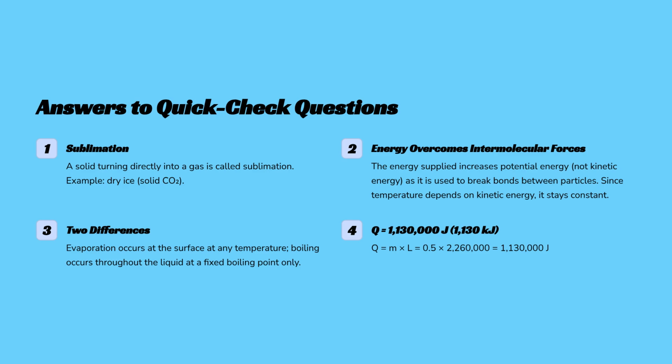Here are the answers. The solid to gas change is sublimation. Temperature stays constant because energy overcomes intermolecular forces. Evaporation happens at the surface at any temperature, while boiling occurs throughout at a fixed point. Use the formula Q equals mass times latent heat to solve the calculation.